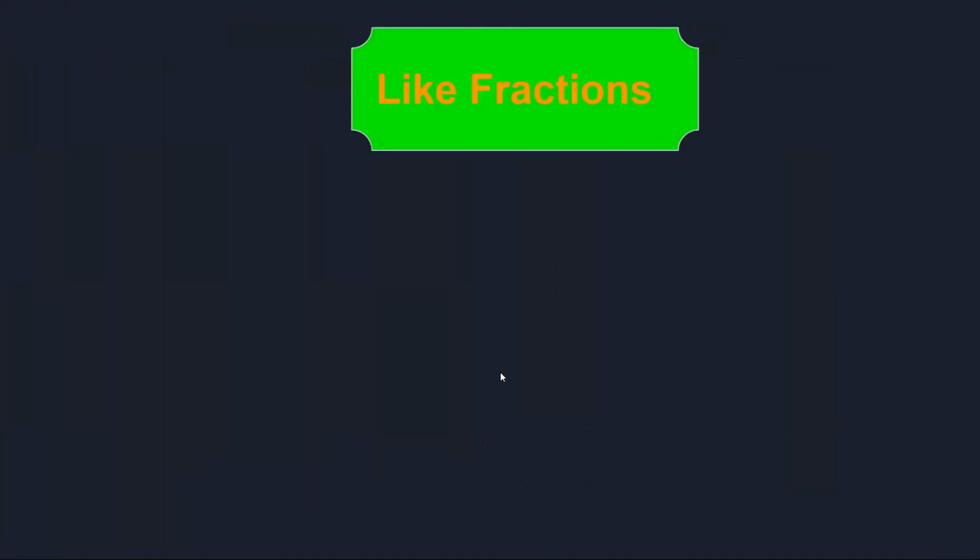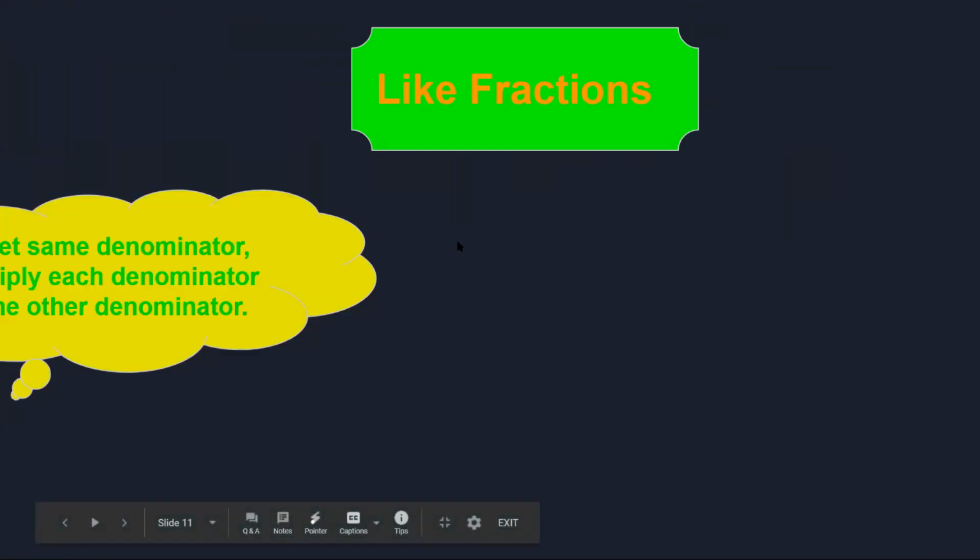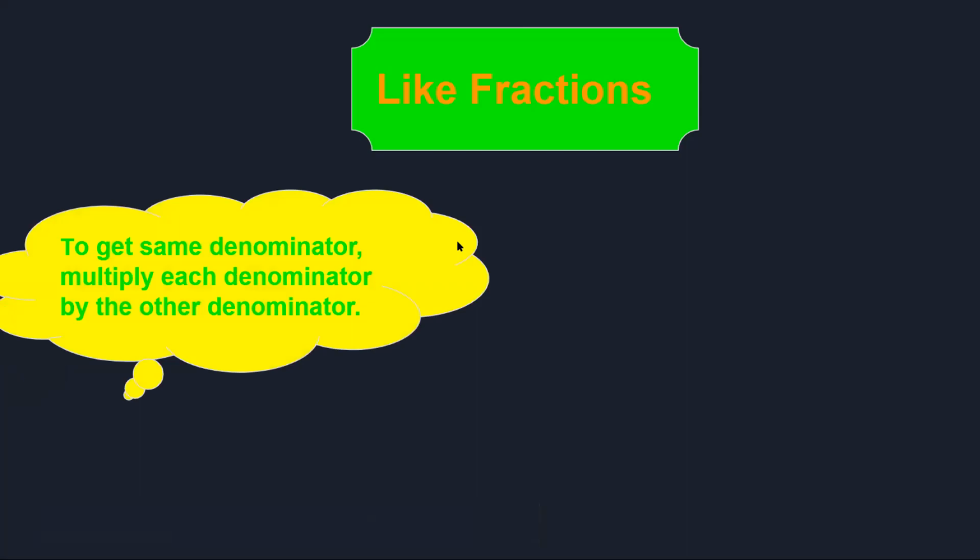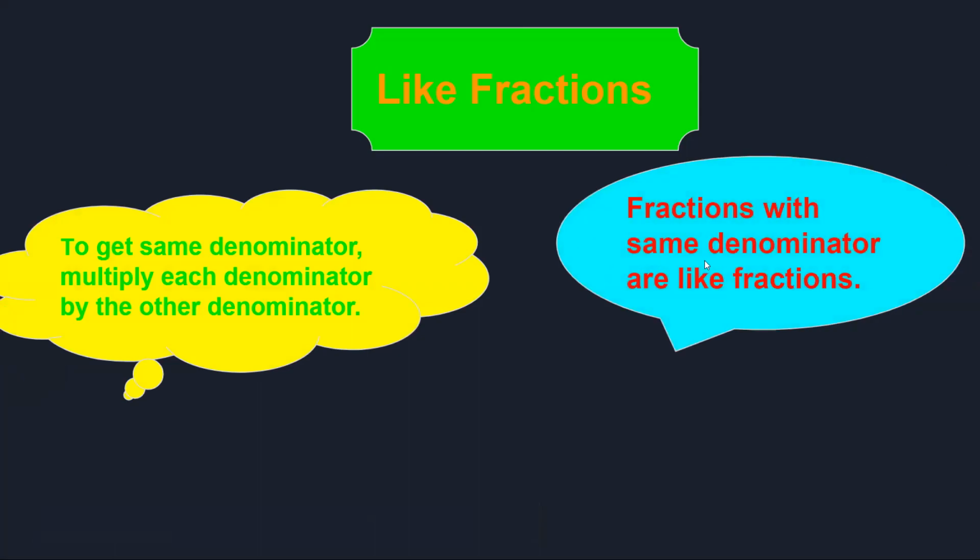Now come to the next topic. The next one is like fractions. Here the equivalent fraction topic is over. Now the second type of fraction is the like fraction. So students, first of all, we will study which are like fractions. Fractions with the same denominator are called like fractions. If the fractions have the same denominator, they are called like fractions.